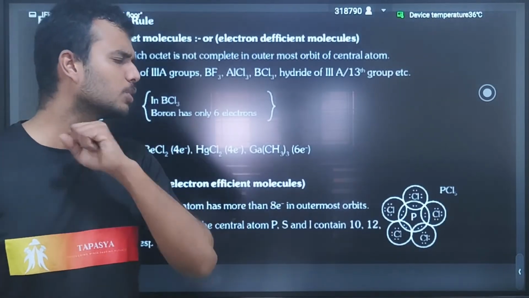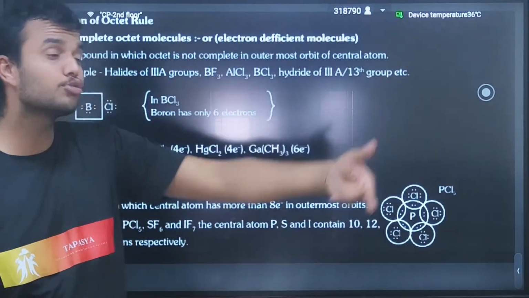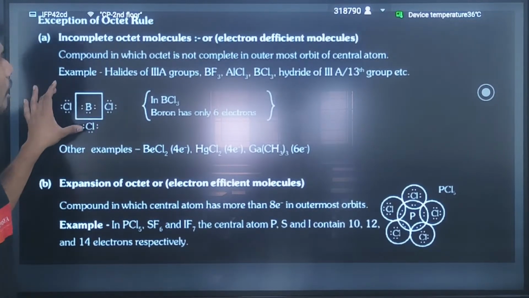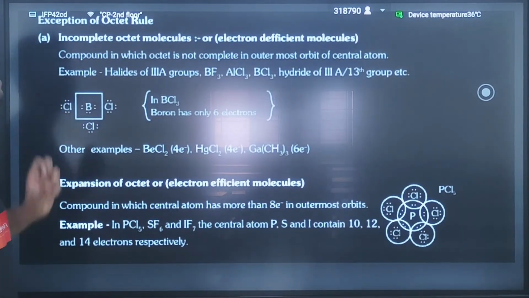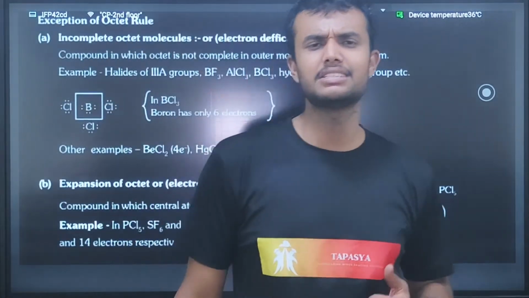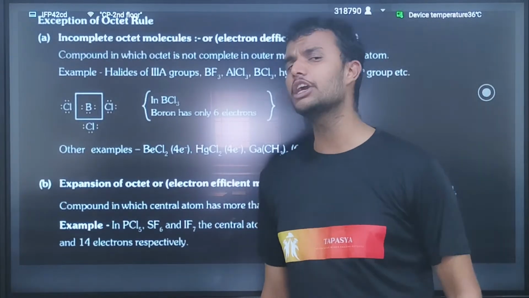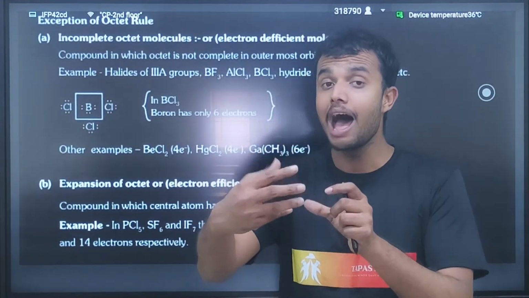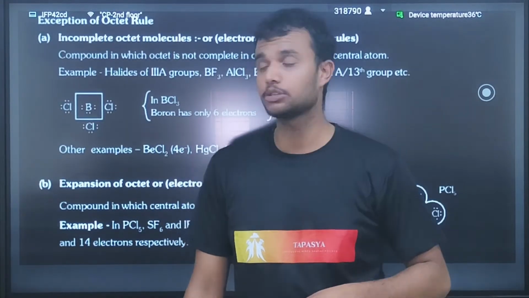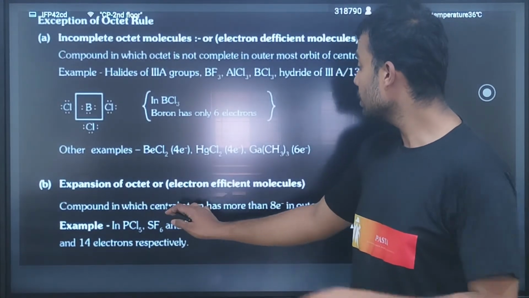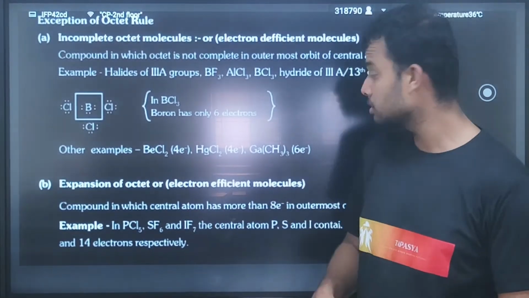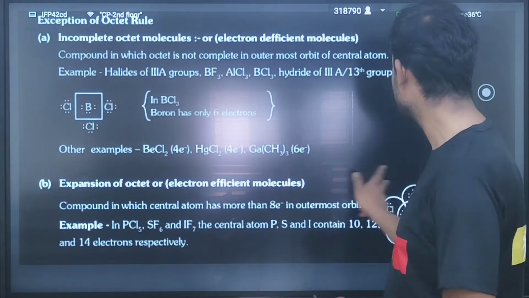Now after that, we have a few exceptions to the octet rule. Look here, BCl3 molecule. This will show an incomplete octet, but it is still stable. Why? Because boron has only 6 electrons. According to the Lewis structure or octet rule, the atom donates or accepts electrons to complete 8. And second, due to the expanded octet, the central atom in the compound has more than 8 electrons. Examples are PCl5, SF6 and others.